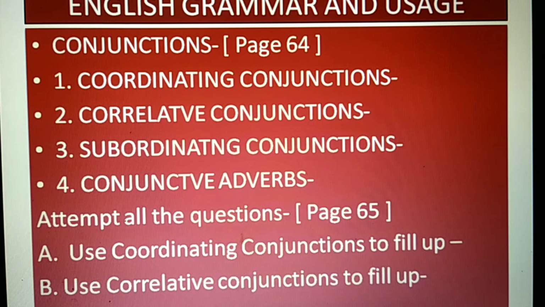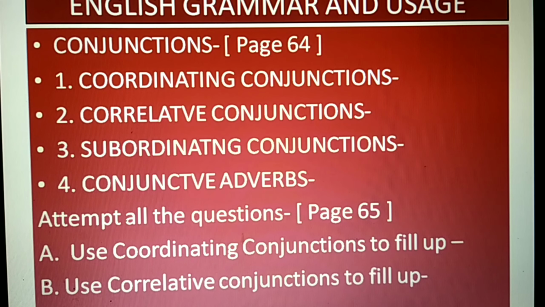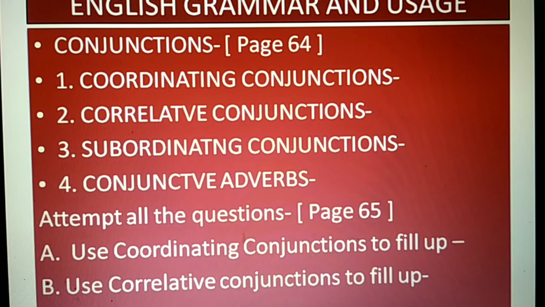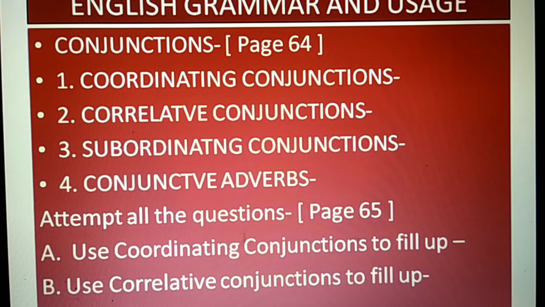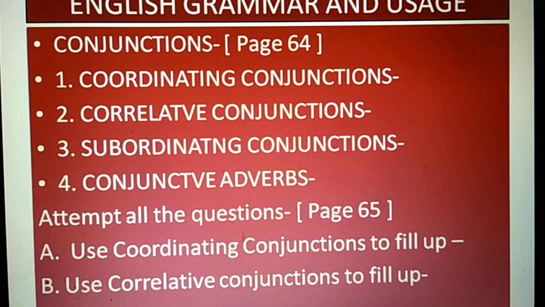So we are discussing conjunctions. Conjunctions are words which connect or combine words, phrases, clauses. And we have four categories of conjunctions. They are coordinating conjunctions, correlative conjunctions, subordinating conjunctions, and conjunctive adverbs. We have to define and understand what each of these categories of conjunctions are.